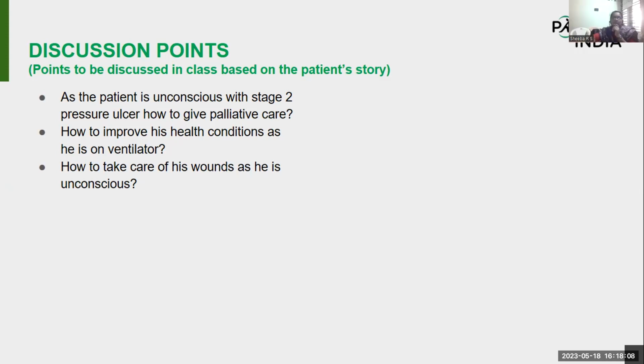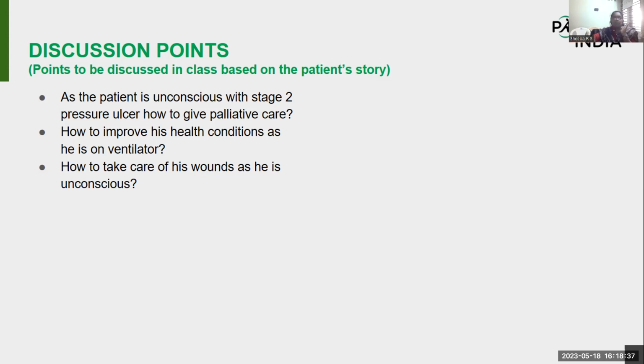So the other thing is, whenever you see a bedbound patient, either semi-conscious or unconscious, or even a paraplegic patient, they are not able to move independently. They are able to move their upper limbs, but not their lower limbs. They are also bedbound. Whenever you see these kinds of patients, you have to first keep in mind the ways to prevent pressure ulcer.